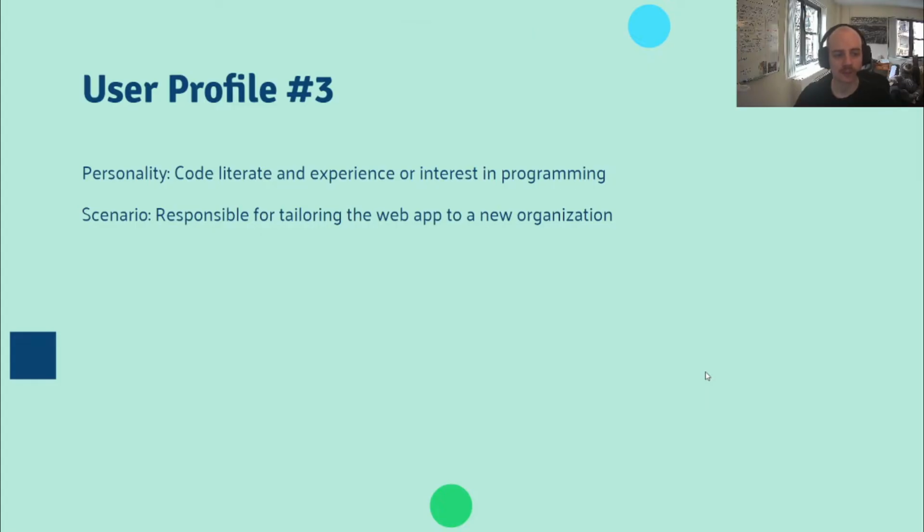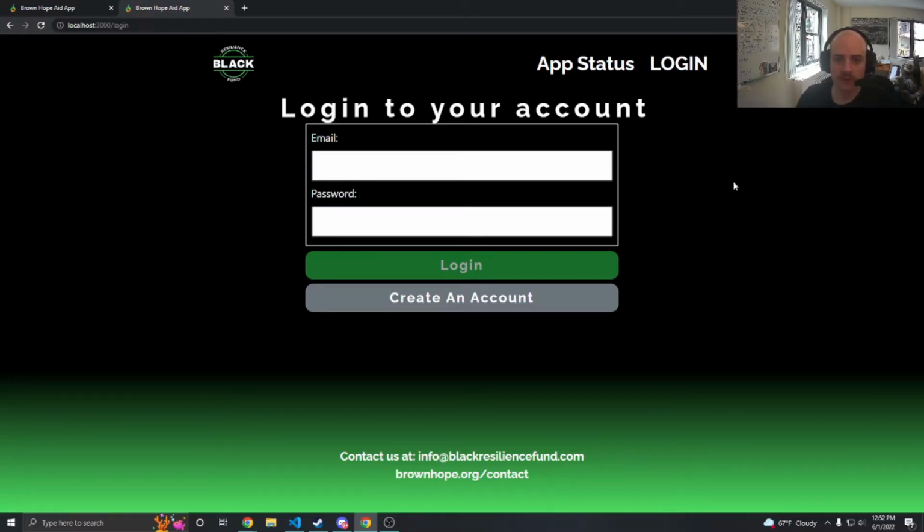The last user profile we'll discuss is someone who is code literate and has experience or interest in programming. They would be someone who is responsible for tailoring the web app to a new organization. I used the tutorial I found in the front-end README to learn how to make changes to the appearance and some of the input fields. And I was able to get a new look for the Black Resilience Fund.